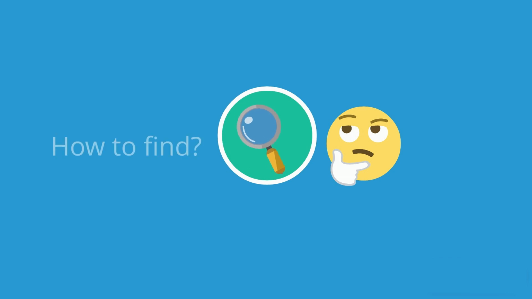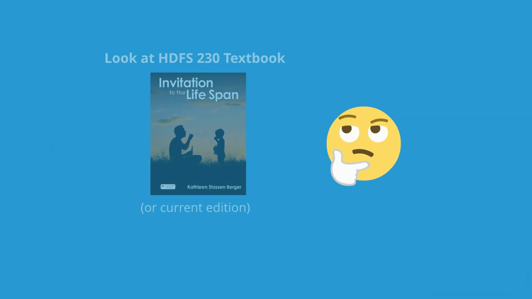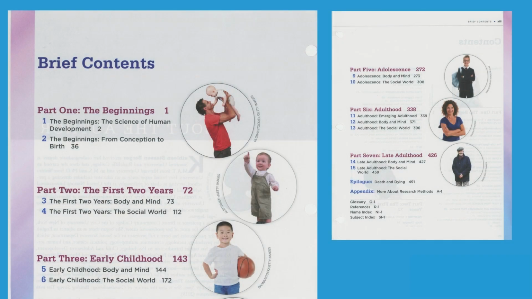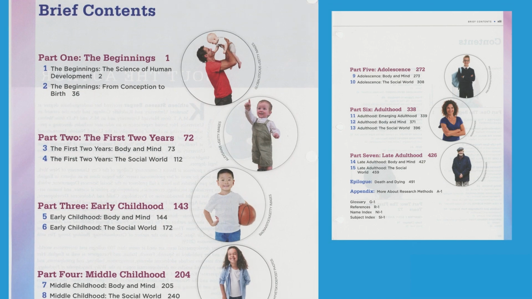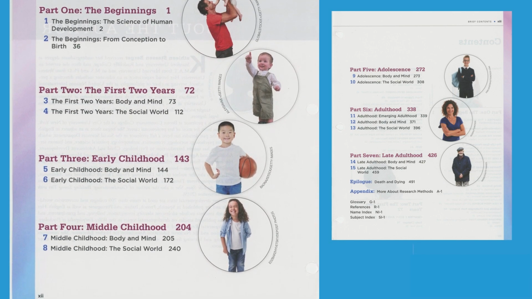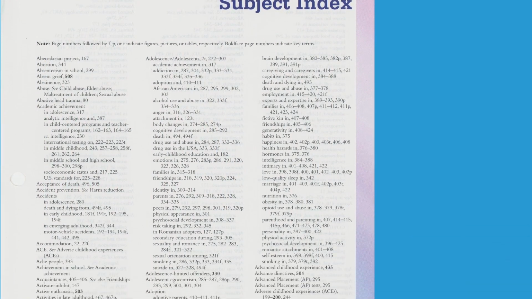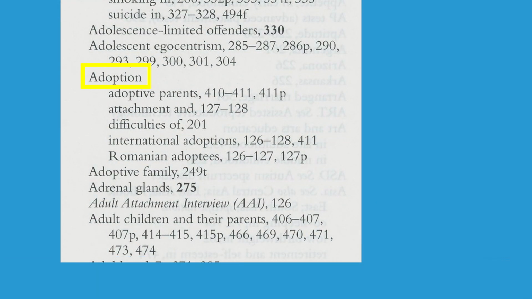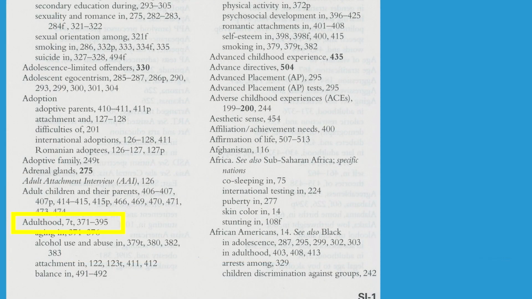Okay, now how can we find an empirical article? Start by looking at your HDFS textbook to come up with a topic you want to research. The table of contents could help to direct you to a particular stage of human development, and the subject index at the end of the book could help you choose a topic. For example, adoption and attachment, or adulthood and romantic attachment.